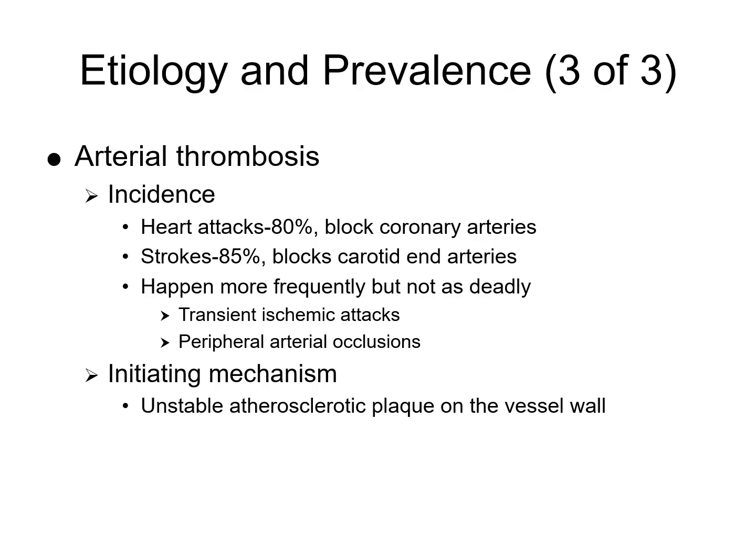And then we have peripheral arterial occlusions. This is thrombosis that blocks the arteries that supply the limbs, which can lead to ischemia and tissue damage. For the initiating mechanism, this is usually triggered by rupture or erosion of an unstable atherosclerotic plaque in the arterial wall. This exposes subendothelial components and tissue factor, activating platelet adhesion and aggregation, leading to thrombus formation.